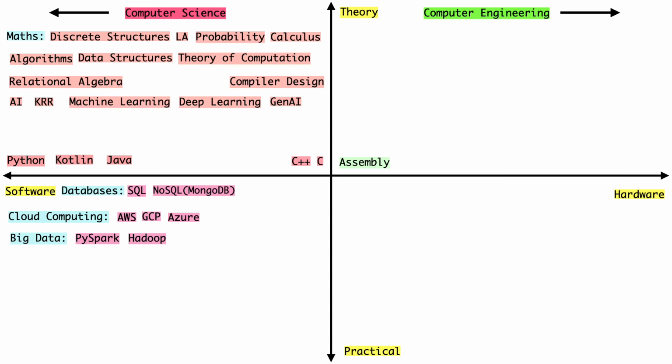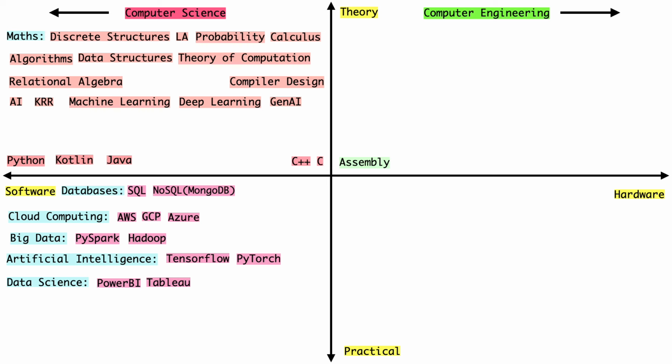We have big data, which is also distributed computing and distributed storage, where technologies like Hadoop, Spark, and PySpark are very famous. And we have AI, which can be implemented using frameworks like TensorFlow and PyTorch. We have data science frameworks like Power BI and Tableau, and we also have Python libraries for data science and ML like NumPy, Pandas, sklearn, etc.